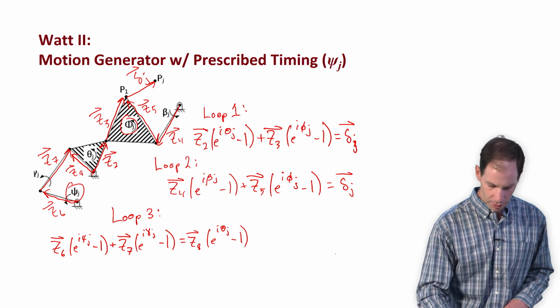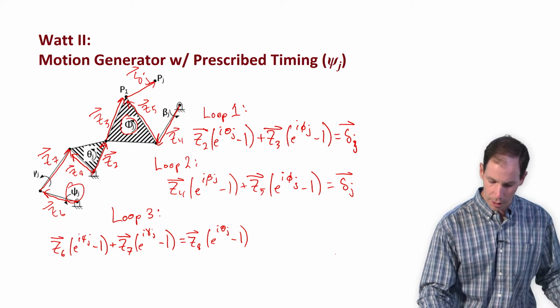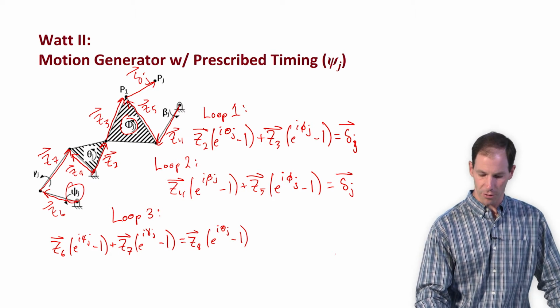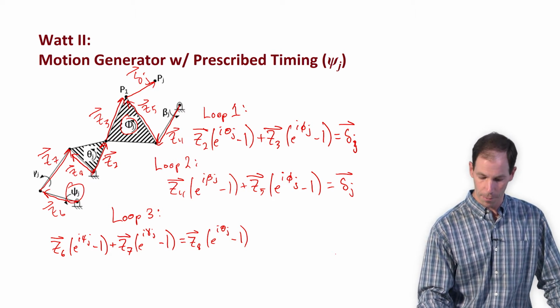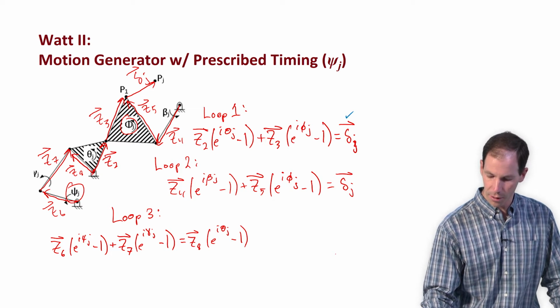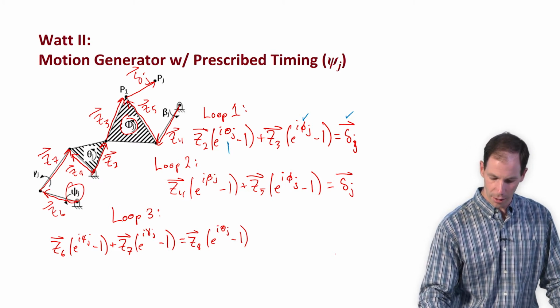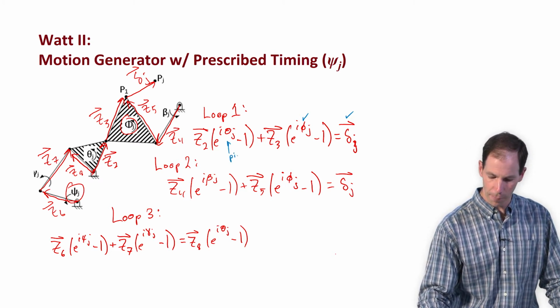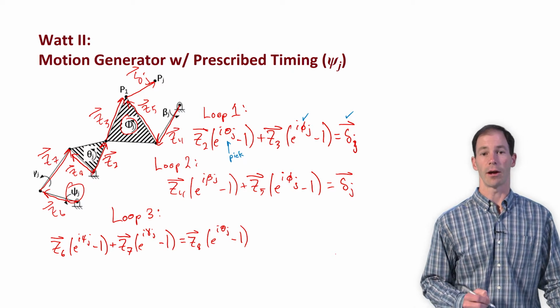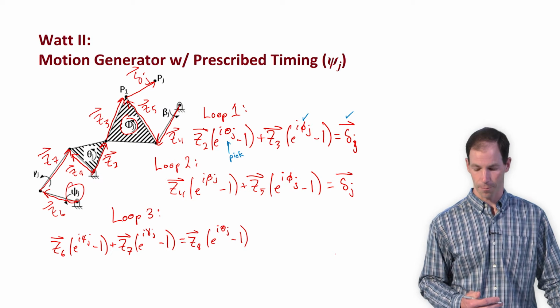Now, let me go ahead and change colors here. Let me grab a blue. In my first vector loop equation, remember this is a motion generation problem, I have as prescribed variables the displacement vectors, and I also have the rotation of the coupler, which is the phi angle. So in that case, in 3 positions, I would go ahead and pick values of the theta, and then I would generate and solve for Z2 and Z3.